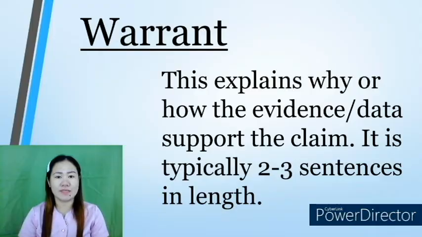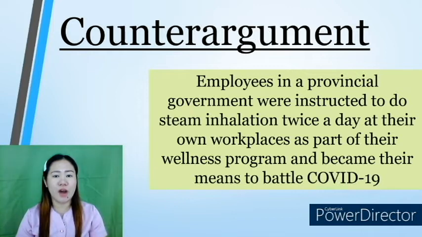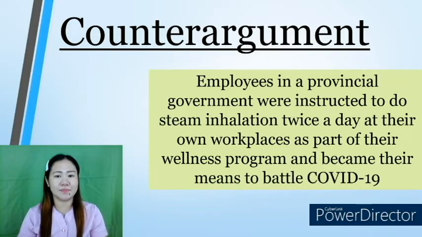The next is warrant. This explains why or how the evidence or data support the claim. It is typically 2 to 3 sentences in length. Then we also have to look for the counter-argument. This states a logical counterclaim. It uses language to show that there is a conflicting viewpoint like although, even though, despite, however, in contrast, etc. Example, employees in a provincial government were instructed to do steam inhalation twice a day at their own workplaces as part of their wellness program and became their means to battle COVID-19.